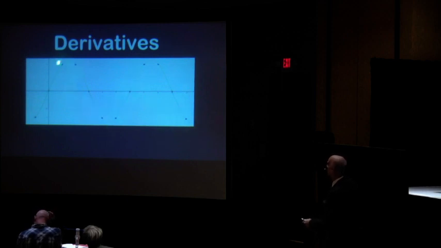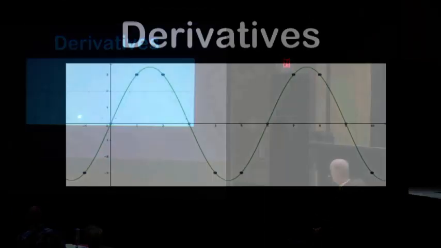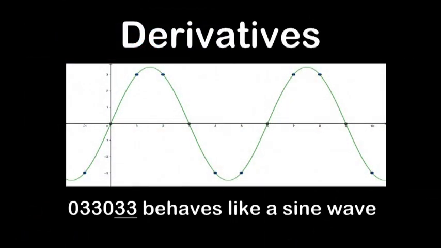Okay, and by the way, we're going to come back to that: sampling points on the sine wave. The derivative would be the change. So from 1 to 3 would be 3. From 3 to 3 would be 0. From 3 to 0 would be negative 3, right? So we should plot that. Okay, so this sequence behaves like a sine wave.